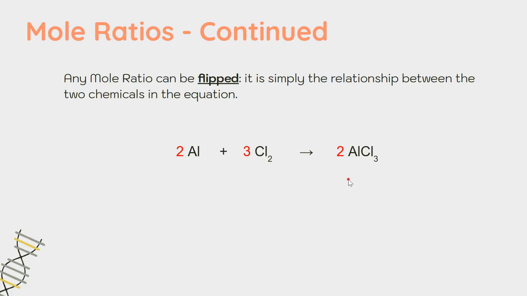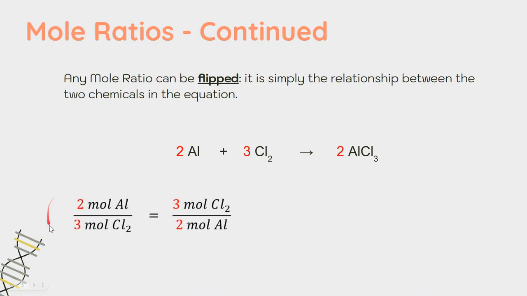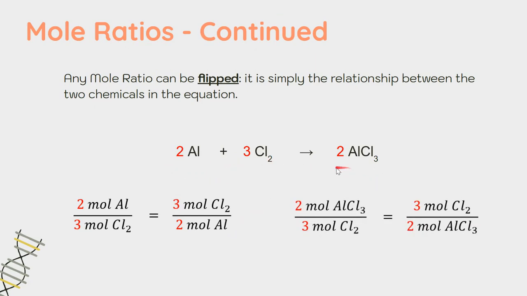Also, notice that any mole ratio can be flipped because it's just relating two chemicals. For instance, 2 moles Al over 3 moles Cl2 could be flipped. It's the same thing. These numerators and denominators, or tops and bottoms, are essentially equal to one another in our equation. And one more example, we could say 2 moles of AlCl3 over 3 moles Cl2, or 3 moles Cl2 over 2 moles AlCl3. It really doesn't matter which we do.